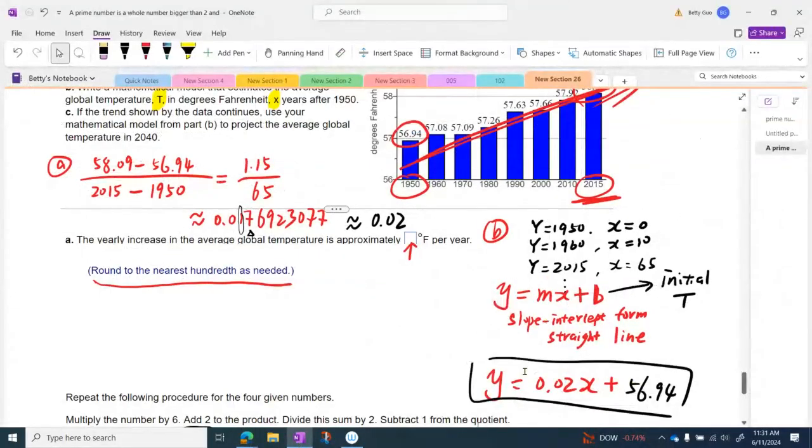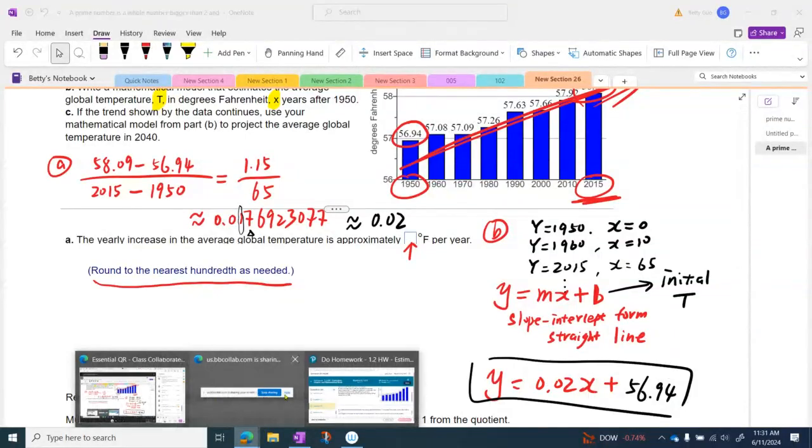So we are going to enter this equation for part B. Again, m here is the slope. We found the slope from part A, 0.02. So m is 0.02. b, remember, is the y-intercept. The y-intercept is the y value when x equals 0. So when x equals 0, that's year 1950. In year 1950, the temperature is 56.94. So the initial temperature is 56.94. Let's enter that here.